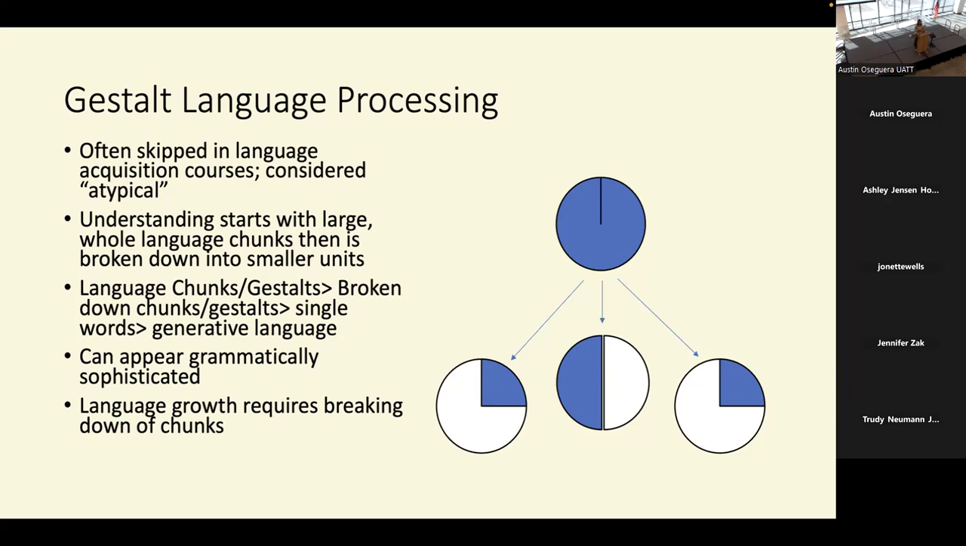So language growth, instead of adding, in Gestalt language processing, language growth requires breaking it down. So in the analytic language model, we're taking small parts and adding them together. In Gestalt language processing, they're starting with a big chunk and then breaking it down. And once it's broken down, then they can reconfigure it and build it however they want to.